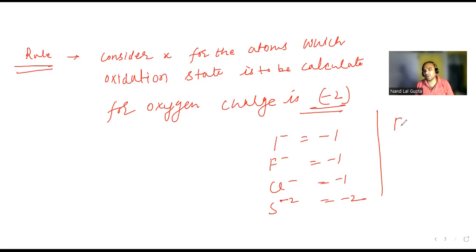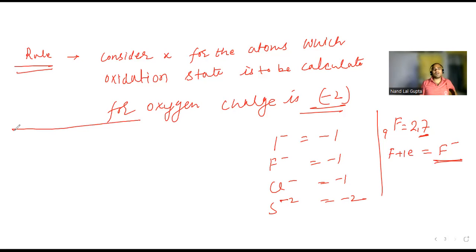Suppose you are going with fluoride, fluoride is 9, which means 2 and 7. How many electrons are required to complete the octet? 1 electron. So it is going to be F minus. So this you know very well. Now you go. Here are the two compounds you are supposed to look at.